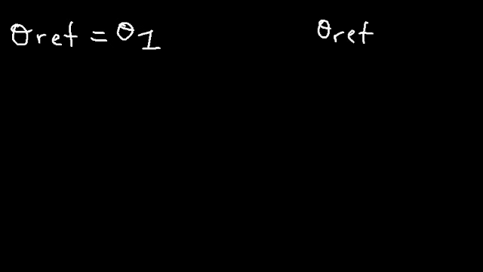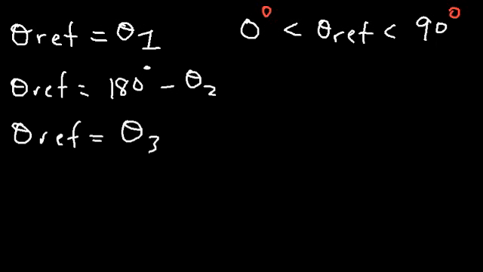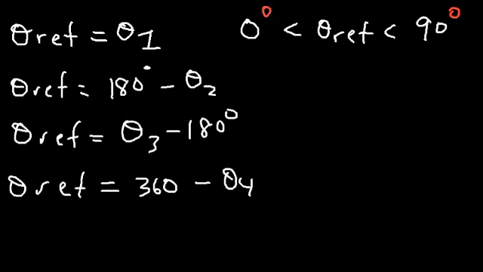So if you're given an angle in quadrant 1, the reference angle is the angle in quadrant 1. The reference angle is an acute angle. It's an angle between 0 and 90 degrees. Now, if you have an angle that's in quadrant 2, the reference angle is going to be equal to 180 minus the angle in quadrant 2. Now, for an angle in quadrant 3, the reference angle is going to be the angle in quadrant 3 minus 180. And for a quadrant 4 angle, it's 360 minus the angle in quadrant 4.